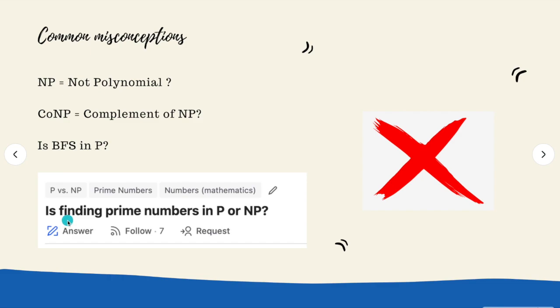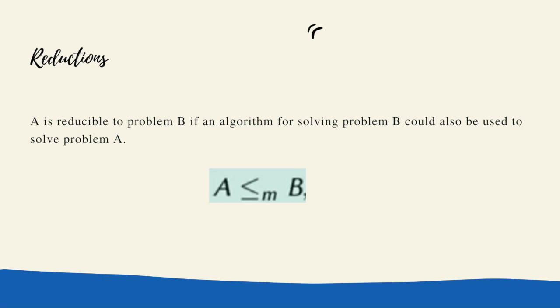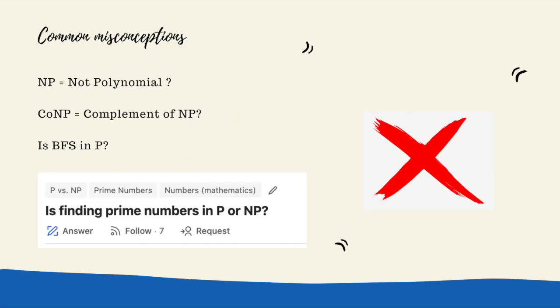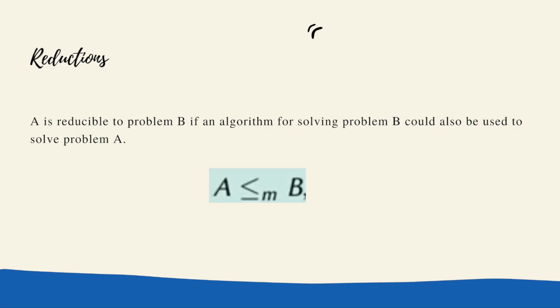So this question is incorrect because you're asking about finding prime numbers, which is not a decision problem, and you're asking if it's P or NP. That means you're trying to ask if they're mutually exclusive classes, and they are not. P is in fact contained in NP. We do not know if P equals NP. That's a puzzle. That's actually something people are trying to solve. It's a mystery. Most rational people believe P is not equal to NP, but that's a story for another day. And yes, let's go on and define what reductions are.